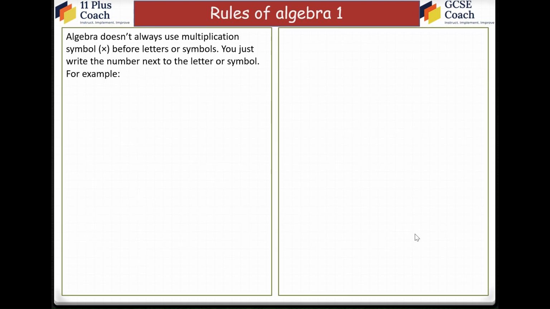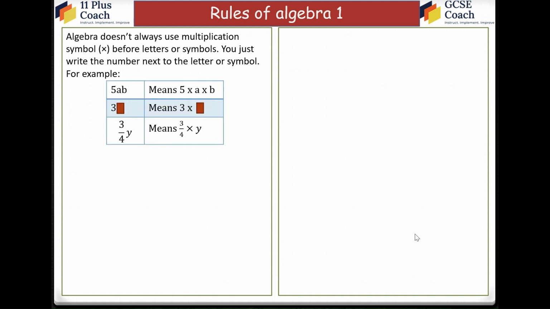Now, algebra follows some rules. These are simple rules that when you see them, you should recognize them and use them yourself. The first rule is when you're multiplying two numbers, or letters and a number, algebra doesn't use the times symbol. One of the reasons is because the times symbol can be mistaken for the letter x, because we're using letters. So you don't use the times symbol.